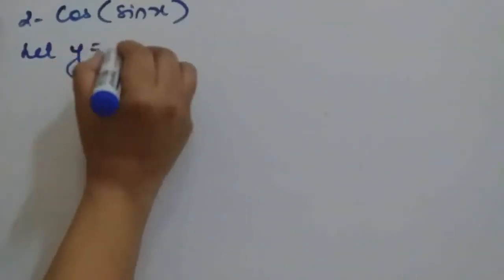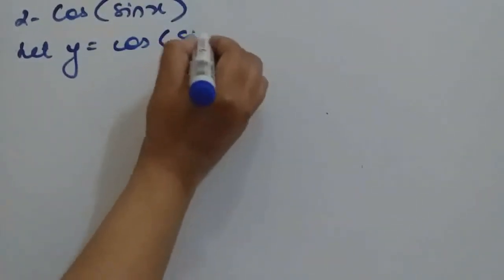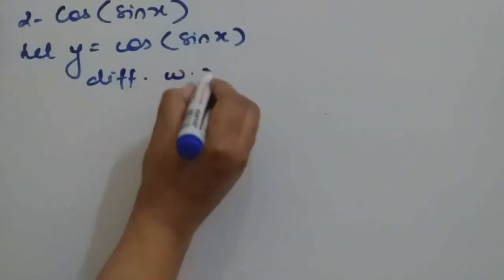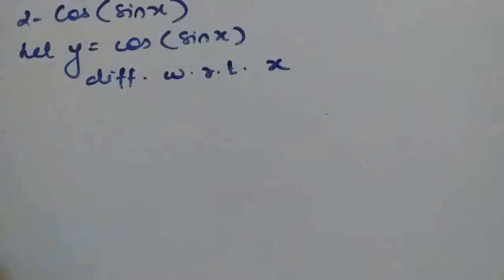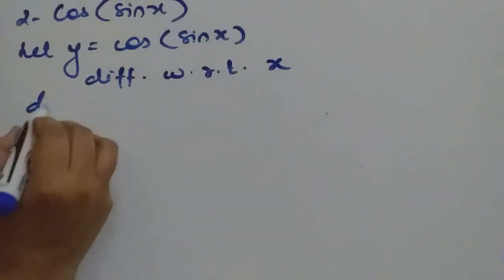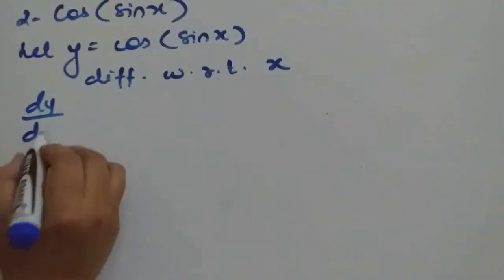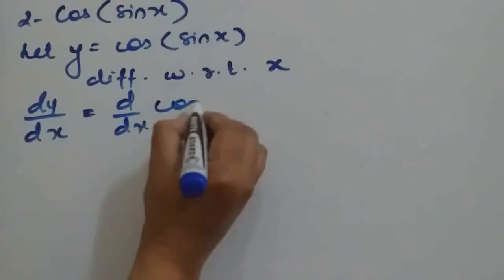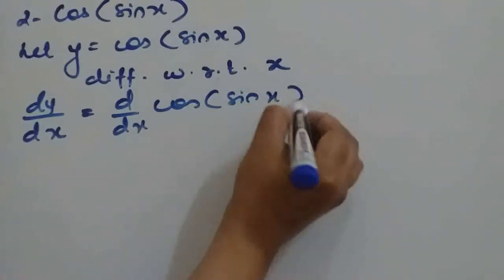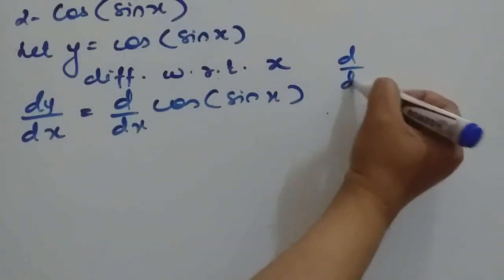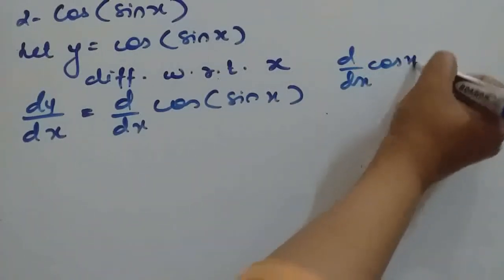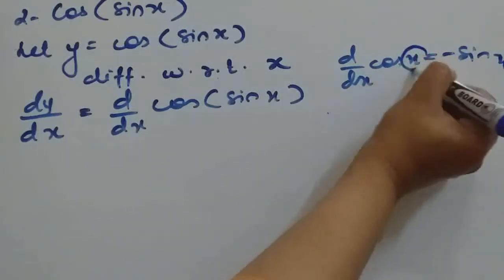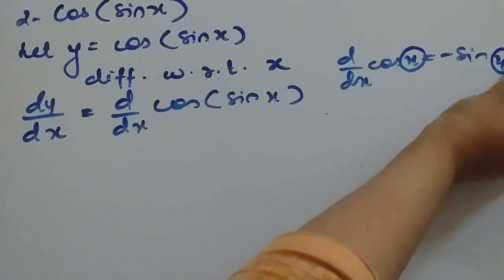Let y is equal to cos(sin x). Differentiate with respect to x. So differentiate means the d/dx term will come on both sides. Now we know the derivative of cos x is −sin x. So if the angle is x, the answer is −sin x.